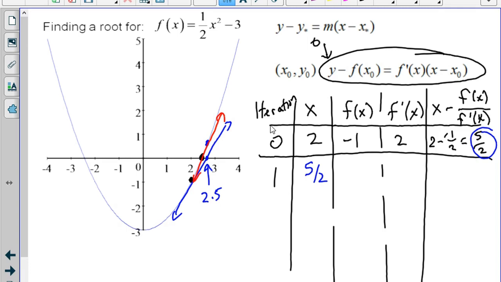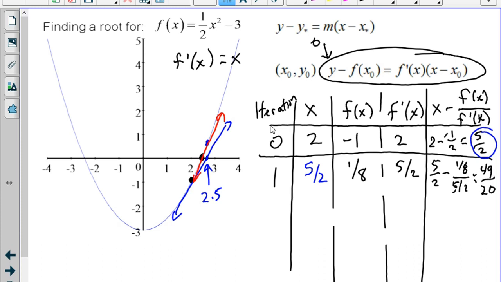If I put 5 halves into the equation, f of x is 1/8. If I take it into the derivative, I get 5 halves. By the way, if you didn't take the derivative yet, you probably should have. You get f prime of x equals x. So if I take it into x minus f of x over f prime of x, I get 5 halves minus 1/8 over 5 halves. If I simplify that, I get 49/20. So that becomes, in iteration 2, what I put in for x.